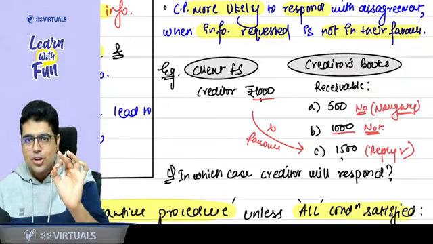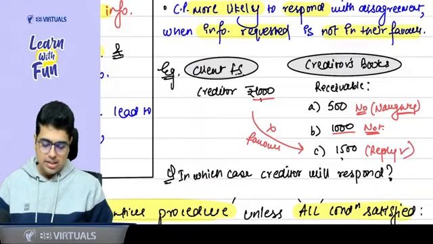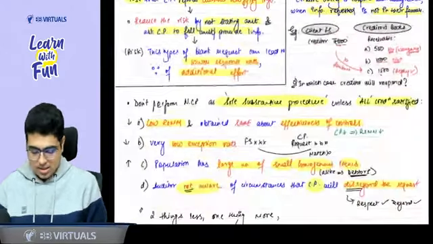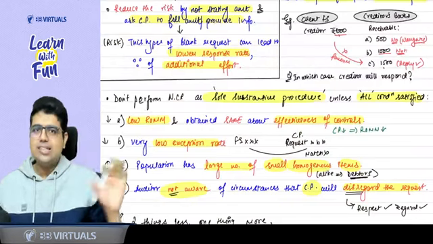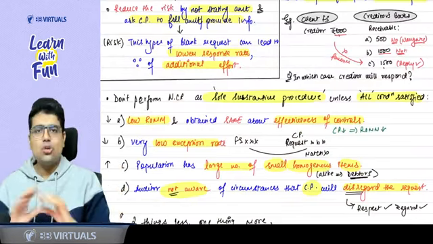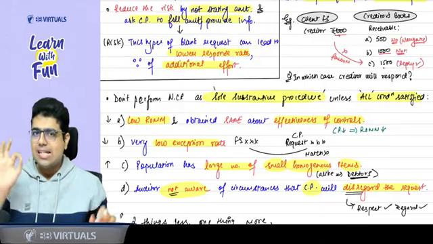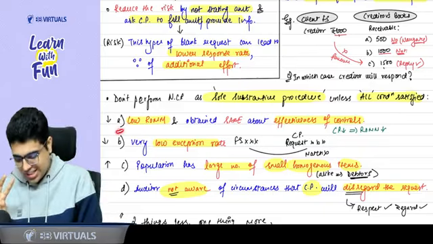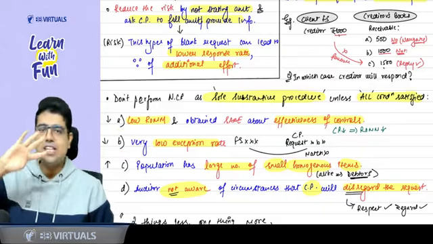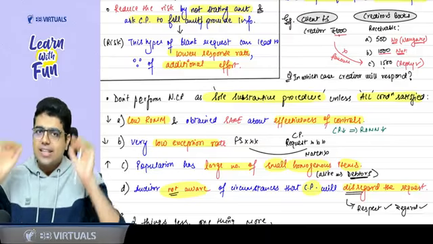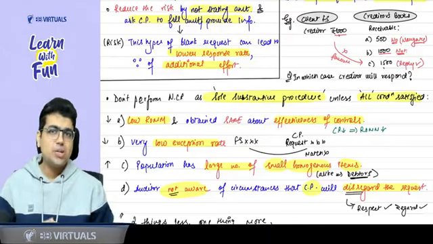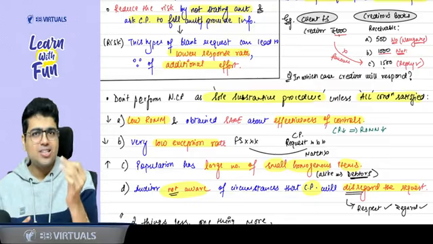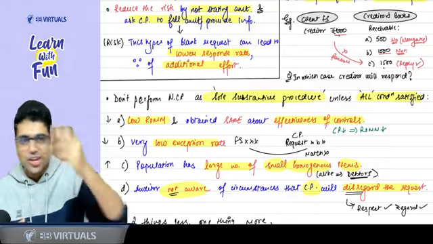You are understanding the point or not? Yes, sir. And lastly, ICAI asks, should we not use NCR at all? ICAI says yes, you can use NCR if four conditions are satisfied. If these four conditions are satisfied, then you can use a negative confirmation request. Now the question is, what are these four conditions?